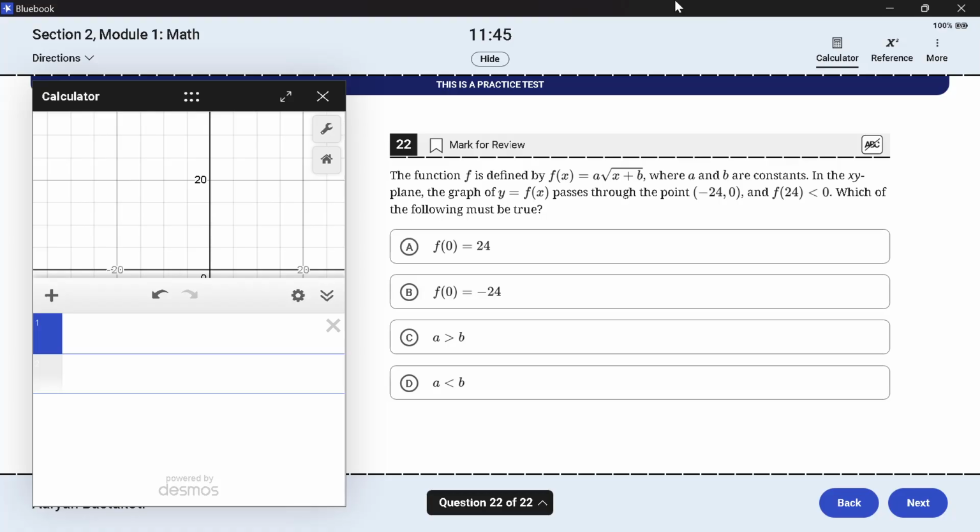From the initial equation, 0 equals a root under minus 24 plus b. A has to be a negative term, and for this equation to be 0, root under minus 24 plus b has to be equal to 0. That means b has to be equal to 24. And since b is 24 and a is a negative term, we know that b is greater than a.